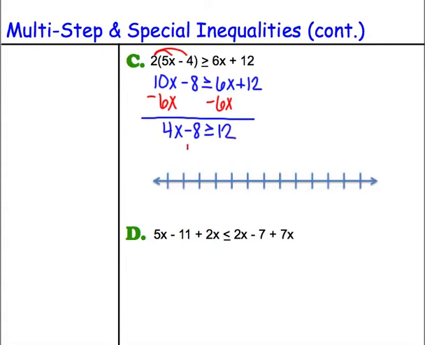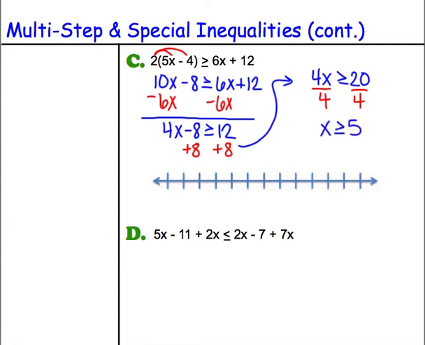Then I can add 8 to both sides, which is going to give me, over on this side, 4x is greater than or equal to 20. And then I can divide by 4. And now I don't have to worry about, do I flip the sign, do I not? And I have x is greater than or equal to 5.